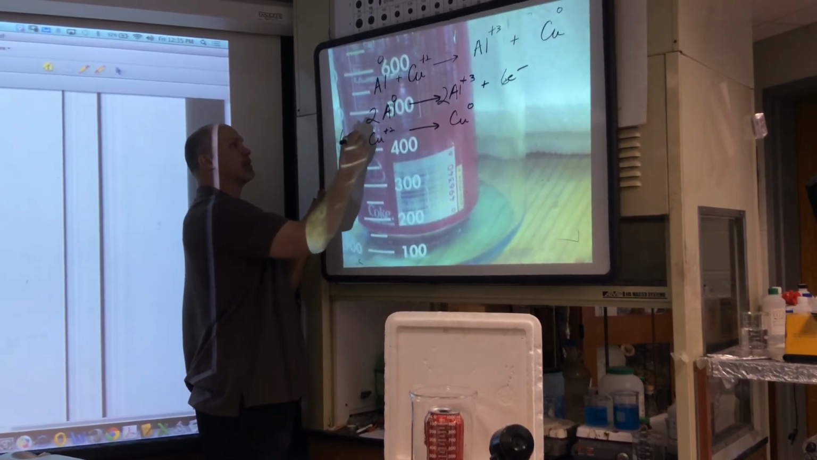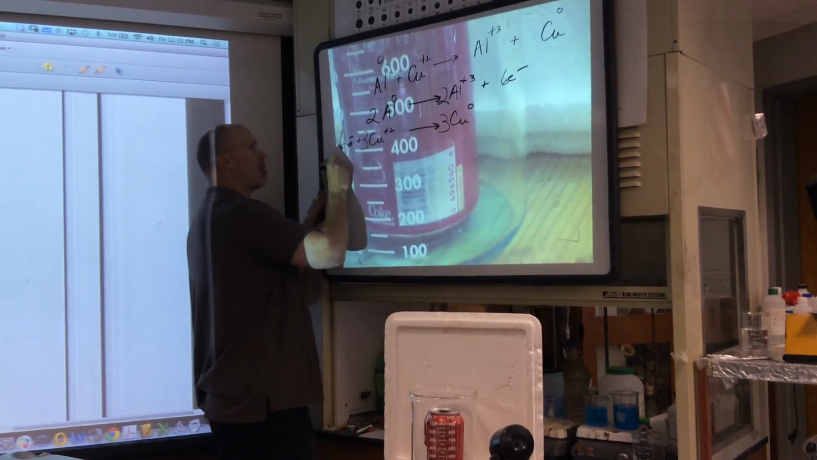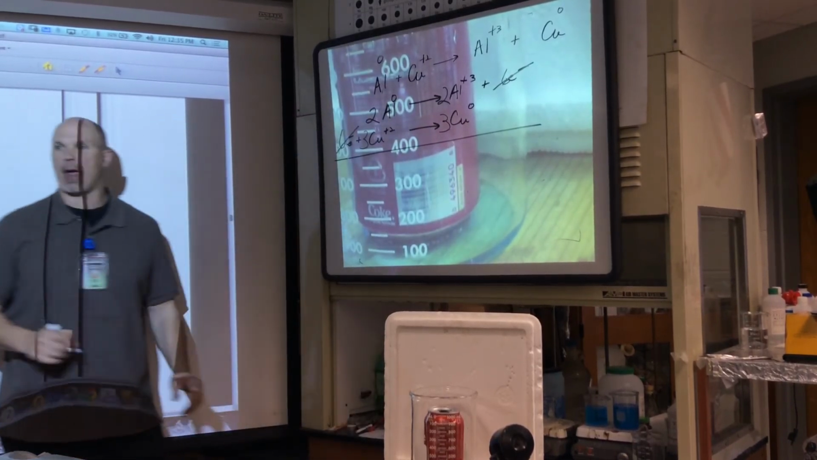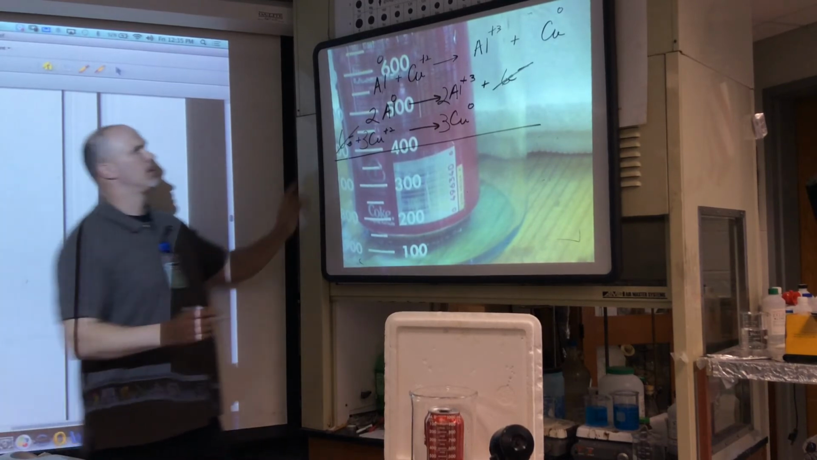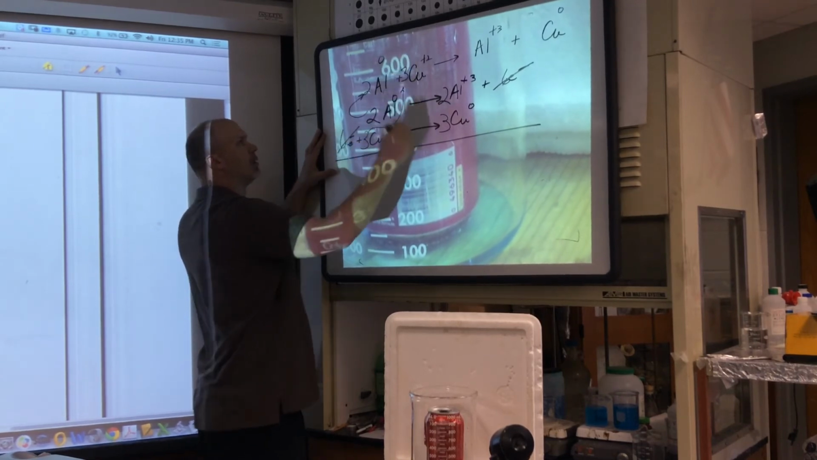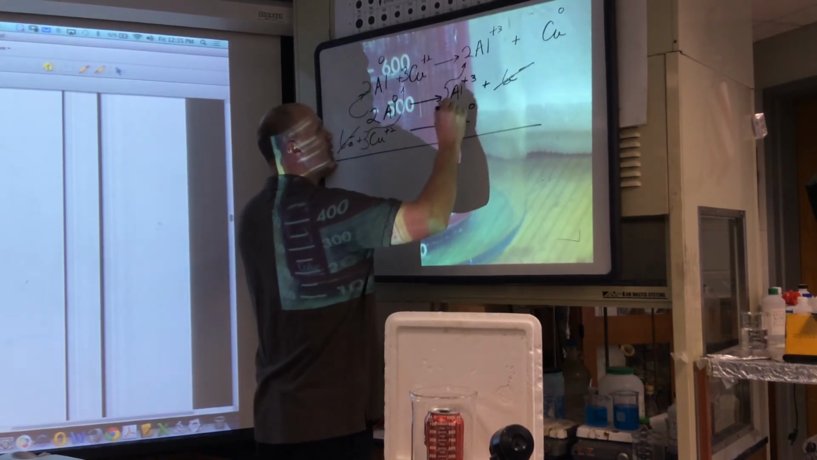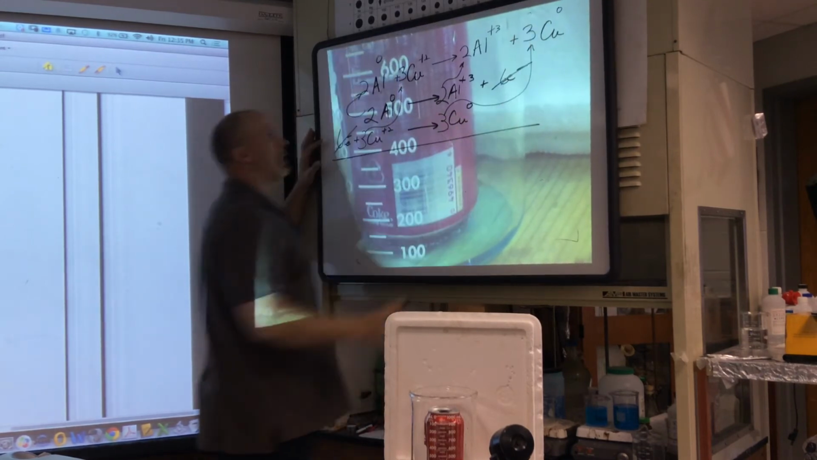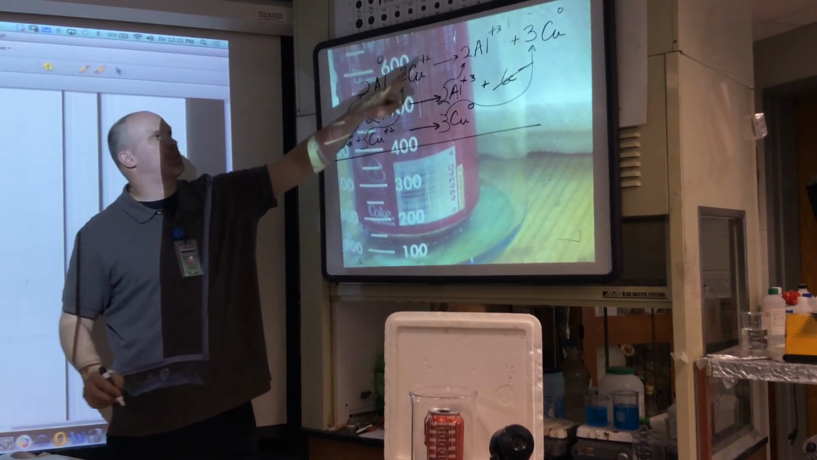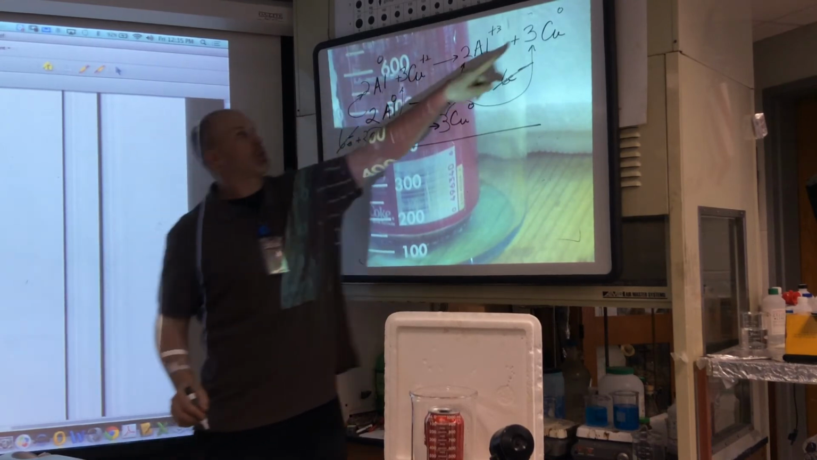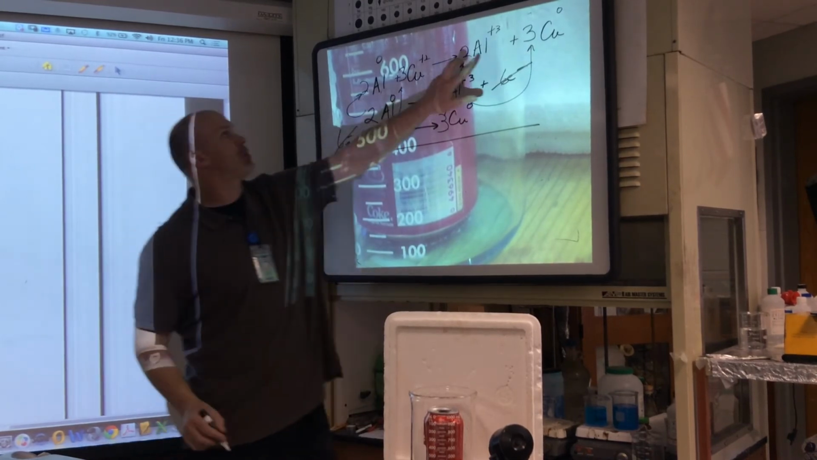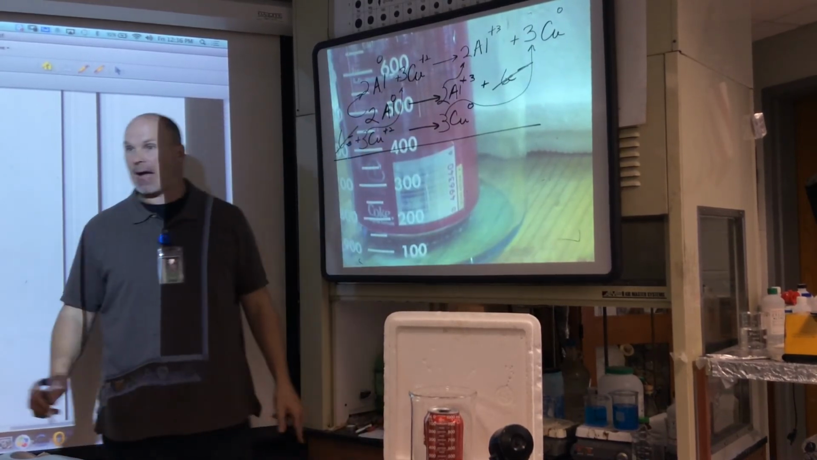3 times 2 is 6. 3 and 3. Party people, we can see that the 6 electrons now cancel. And if I balance my electrons, I automatically balance my reaction. Now, does this work? We can check. What's 2 times 0? What's 3 times 2? This side is plus 6. What's 3 times 0? What's 2 times 3? And look, two aluminums, three coppers, that's how you balance.